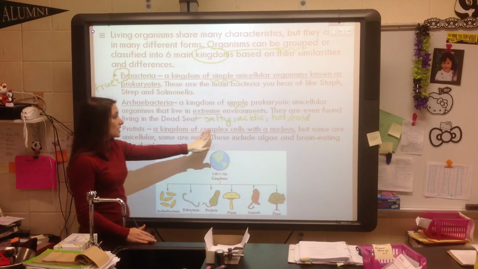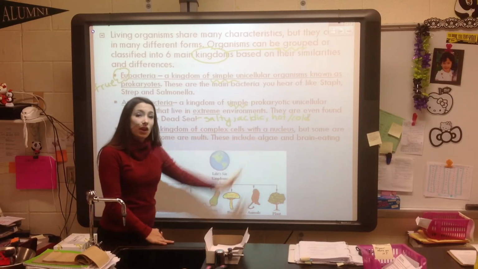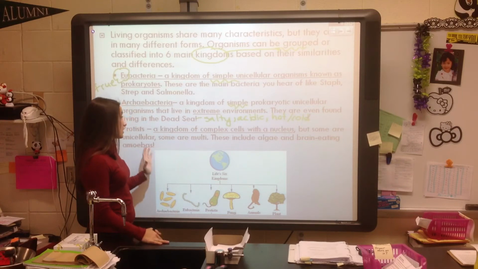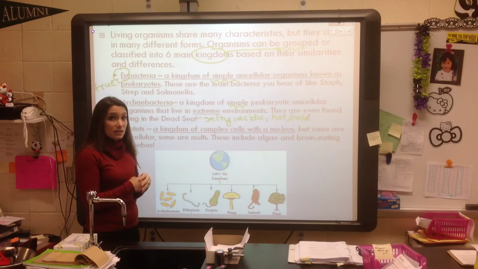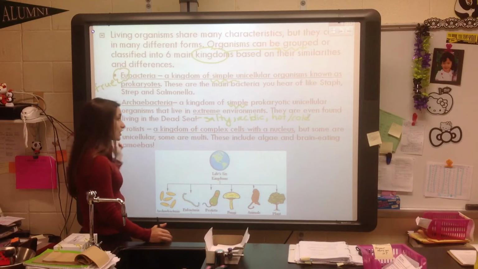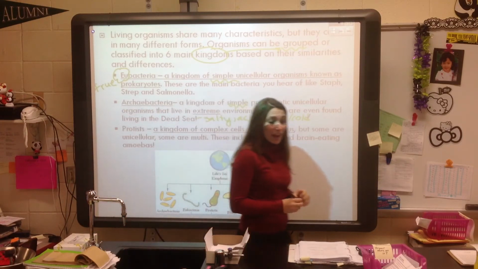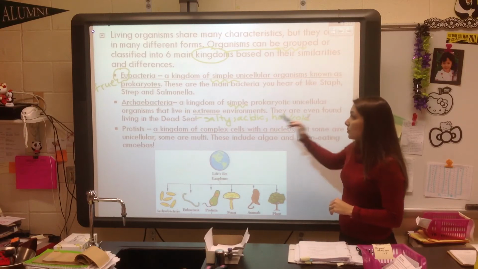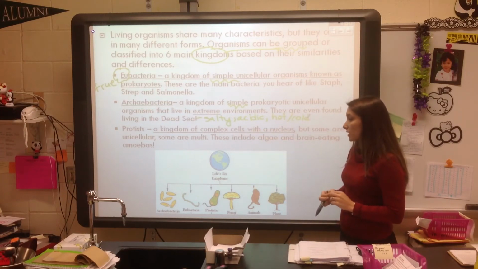And you'll notice these are complex cells with a nucleus. Now maybe you've learned what a nucleus is in one of your classes before this. A nucleus is where a cell can hold its DNA if it's a complex cell. These two cells don't have that. These can include algae and things like a brain-eating amoeba. And so some are unicellular, some are multicellular.